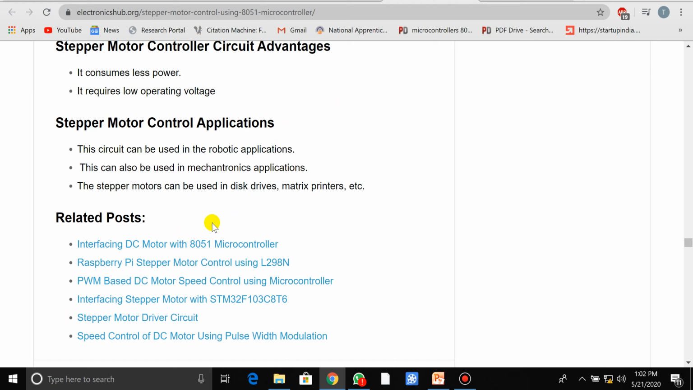So these are the applications. It can be used in robotics, mechatronics, disk drives, and matrix printers like this.